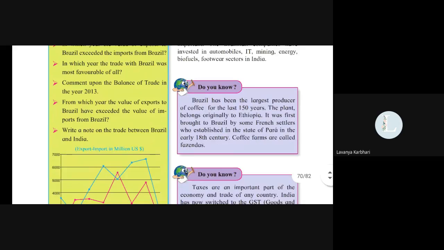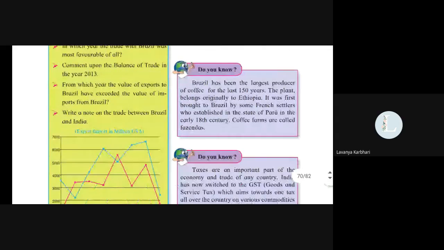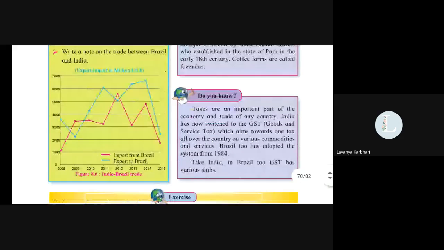Okay, from which year have the value of exports to Brazil exceeded the value of imports from Brazil? So from which year म्हणजे कोणत्या इयर पासून असं झालेलं आहे. ओके, तर हे 2013 पासून पण झालेलं आहे आणि 2010 पासून पण झालेलं आहे. 10, 12. ओके, फक्त 2012 मध्ये इम्पोर्ट हा आपल्याकडून जास्त झाला होता ब्राझीलपेक्षा. ओके, एक्सपोर्टपेक्षा इम्पोर्ट आपल्याकडे जास्त झाला होता.